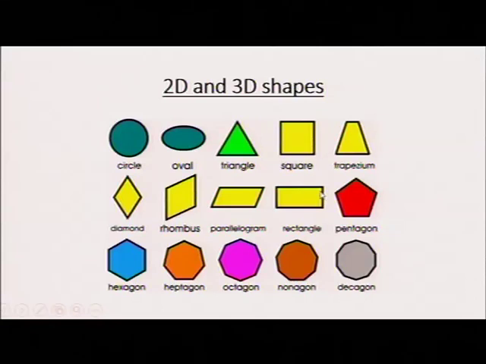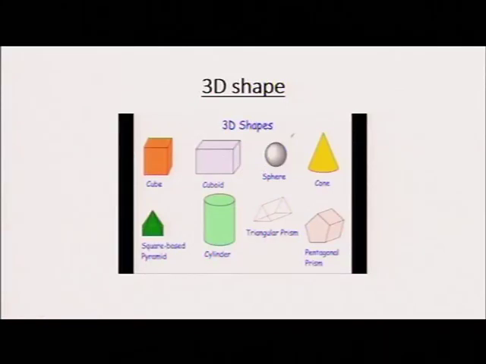The rectangle, two of the opposite sides are equal. A triangle has three sides. And so I need to know the properties so that I can identify them. The three-dimensional shapes are shapes that have length, breadth, as well as height. So three-dimensional shapes have three dimensions because they also have volume. And these are my three-dimensional shapes, and I should also know their properties.